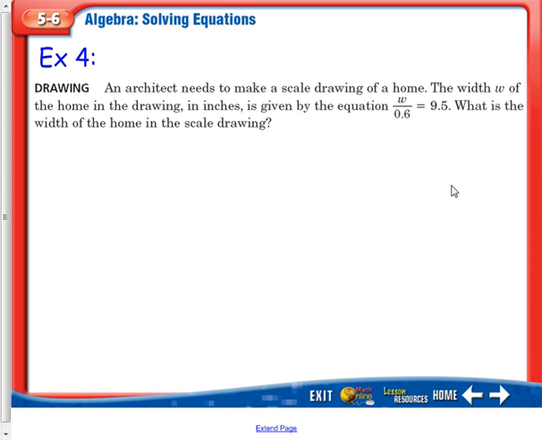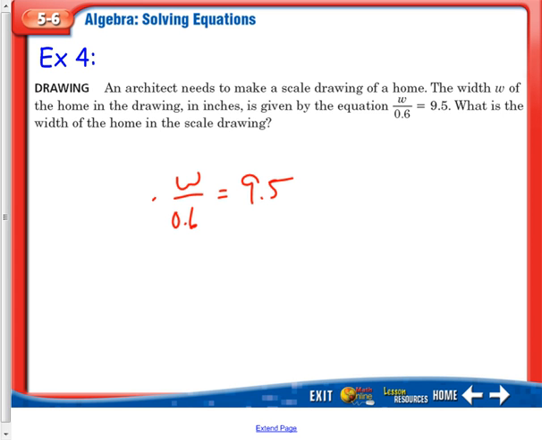So for example 4, an architect needs to make a scale drawing of a home. The width W of the home in the drawing in inches is given by the equation W divided by 0.6 equals 9.5. So what is the width of the home? So we want to find what is W. So W divided by 0.6 equals 9.5.